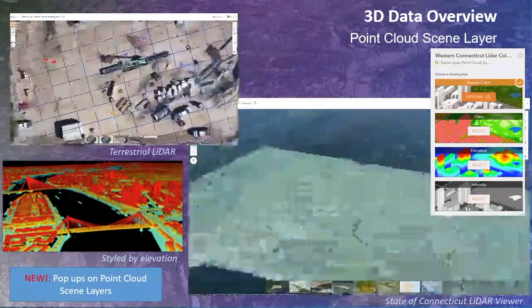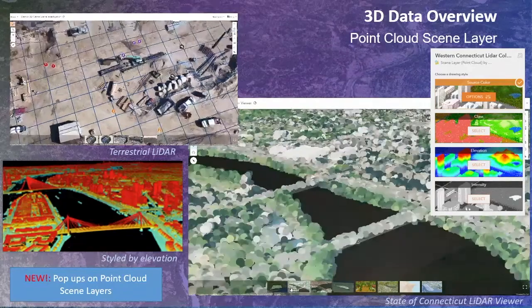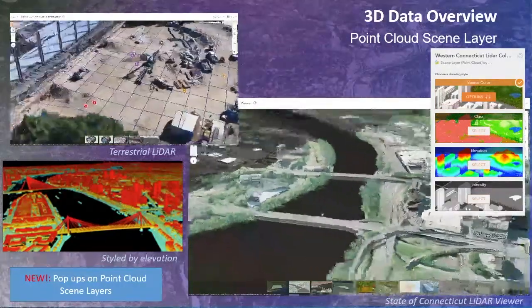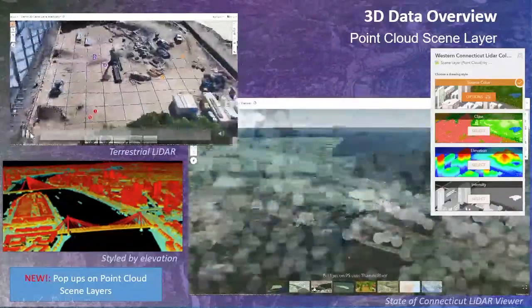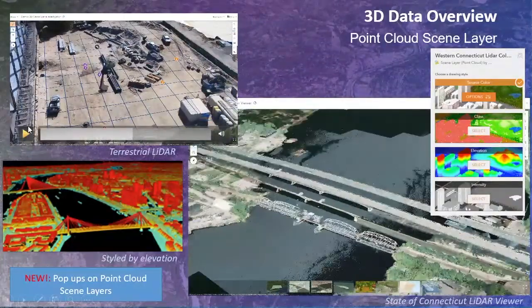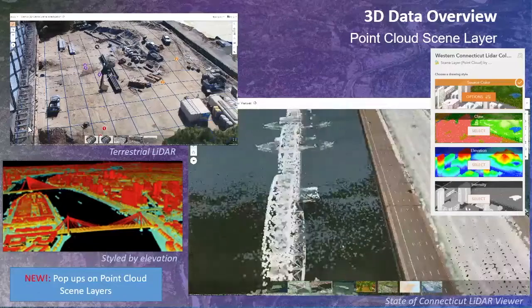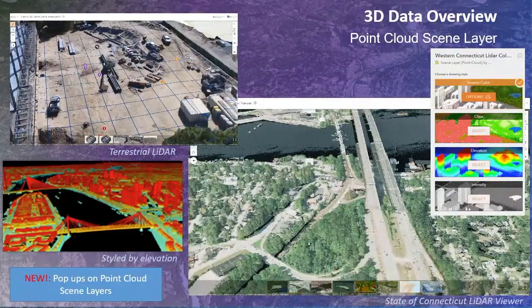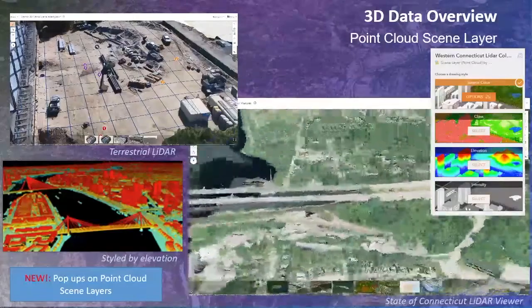Now, in the bottom right, what we're going to take a look at here is Connecticut sharing their viewer of all of their LiDAR data within the state of Connecticut and making that accessible here for their users downstream. Pretty amazing to be able to serve this volume of data.